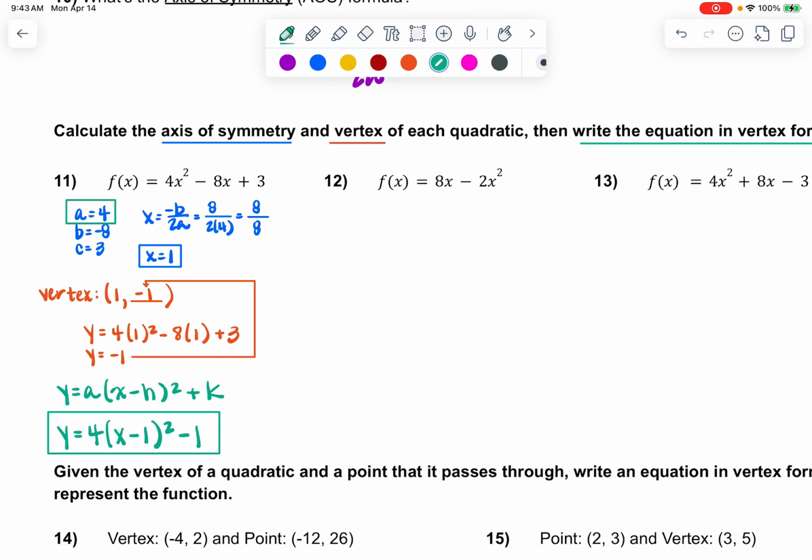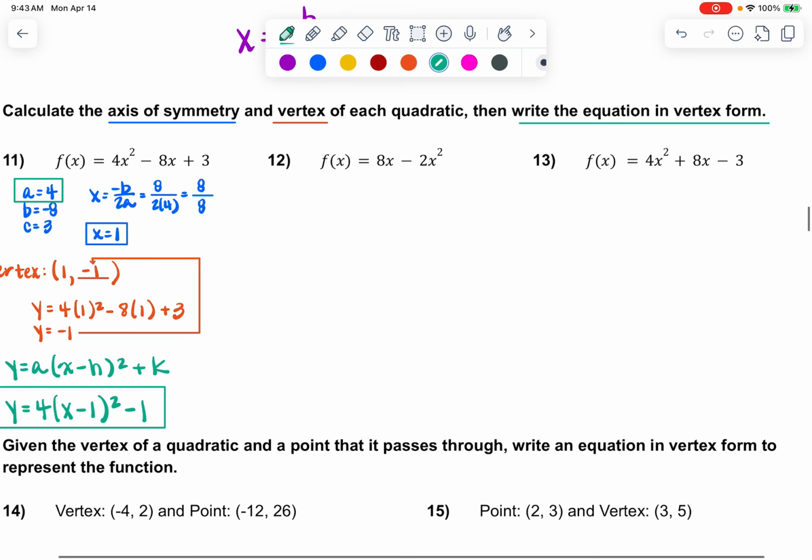Okay. All right, I'm going to go ahead and run through these next two really quick. I do want you to notice that on number 12, it is not in standard form.